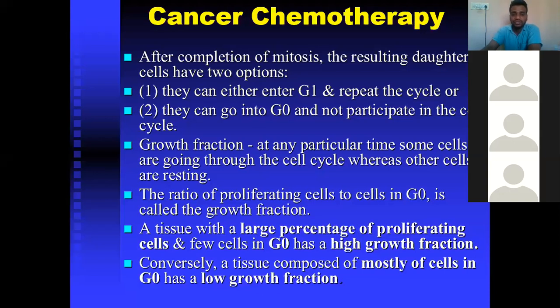A tissue with a large percentage of proliferating cells and few cells in G0 has a high growth fraction, because very few cells are resting and many cells are proliferating. So we say the cells have a high growth fraction, and the chance that chemotherapy is going to affect such cells is very high. Conversely, if the cells are mostly in G0 phase, we call them low growth fraction.